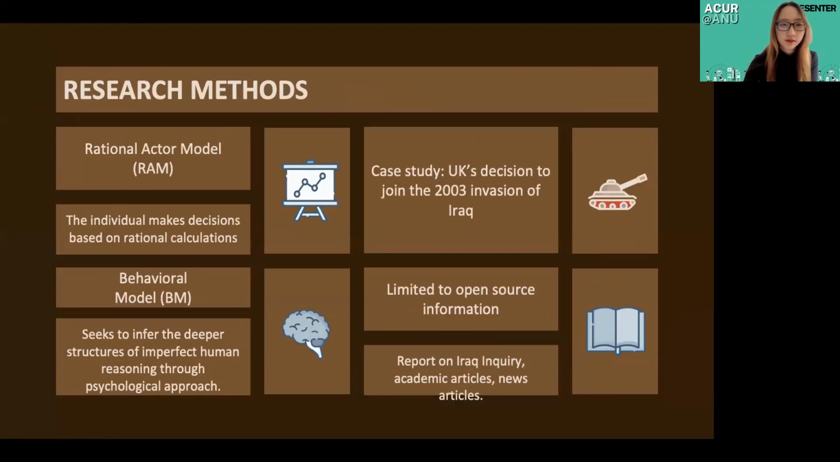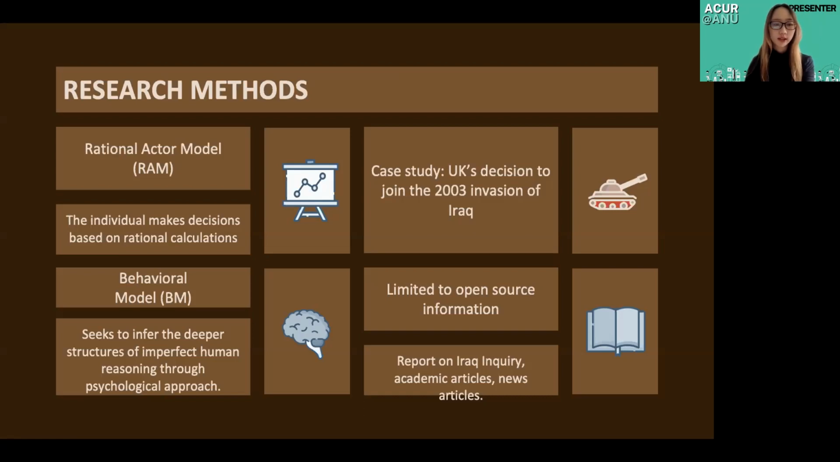For this qualitative research, I used the case study of the UK's decision to join the 2003 invasion of Iraq to compare the rational actor model and behavioral models of decision making. Rational actor model, RAM, is the most commonly used model for foreign policy analysis. It assumes that individuals make decisions based on rational calculations.